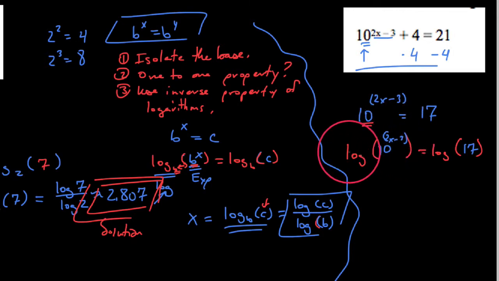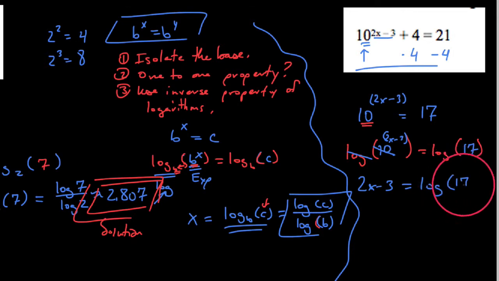And the idea here is that our log base 10 and our 10 to the power of, since they're logarithmic and exponential, are inverse functions and undo one another. So what we get left with on the left side is just 2x minus 3. And on the right side, this is equal to log base 10 of 17.